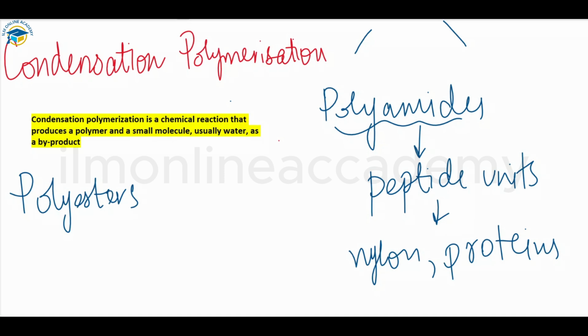We also talk about the polyesters in our organic chemistry. This is a polymer where the monomer units are joined together by ester links. There is an ester linkage, or ester link, present there, and the example of this one is PET. We will talk about this here in the examples of these condensation reactions.